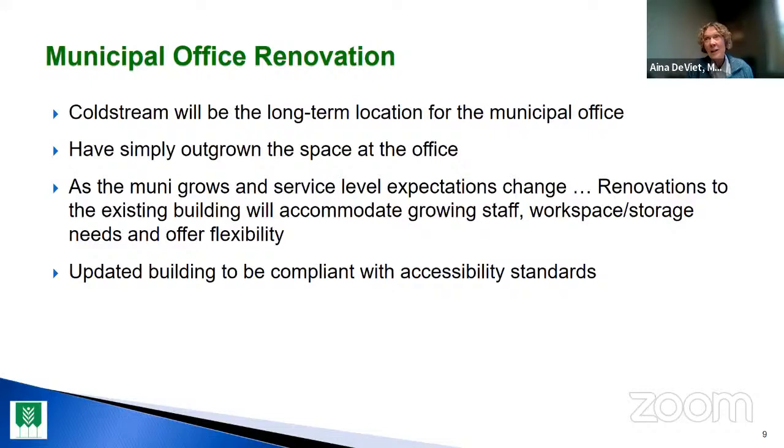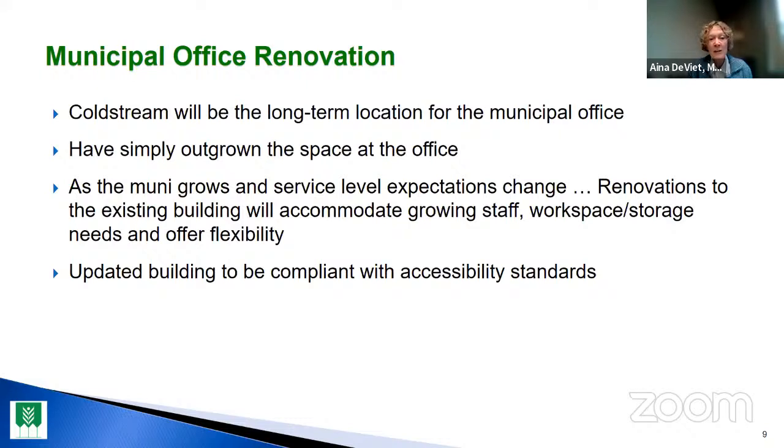Workspace is crowded here. Storage spaces and needs need to be addressed and updated. We need to be able to offer flexibility. Some of the workforce is mobile and travels and needs to be able to come in at certain times of day, but not others.